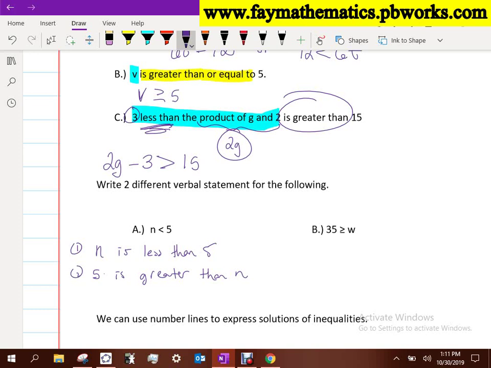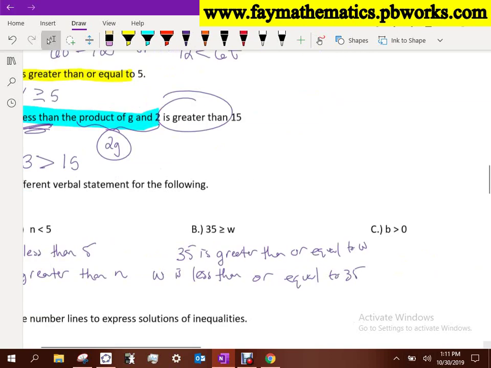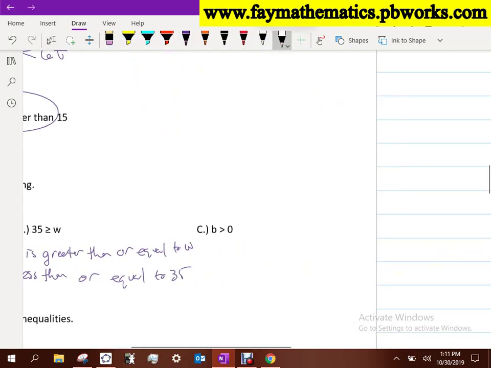So is that the same thing over here then? Okay, 35 is greater than or equal to W. I think I say W is less than or equal to 35. Okay? Okay. I want to change C a little bit.